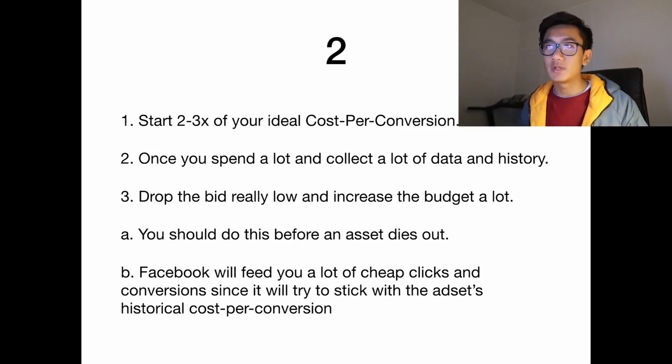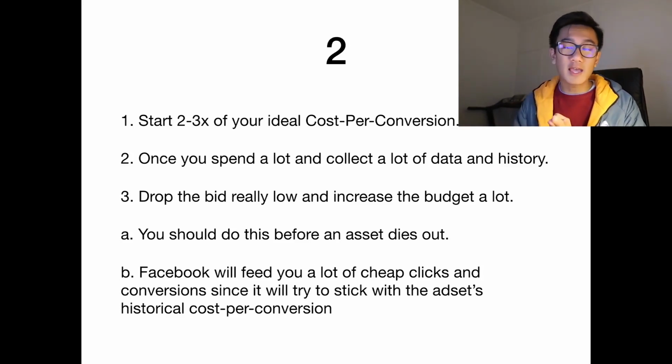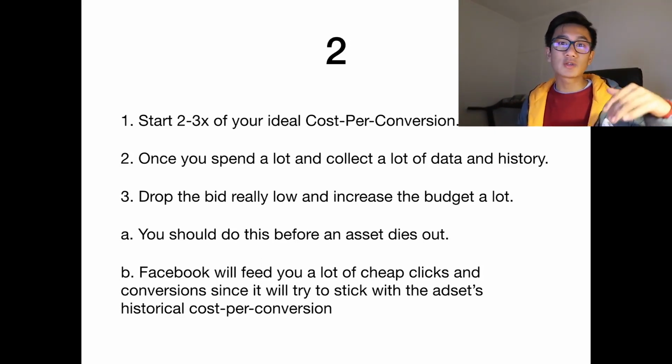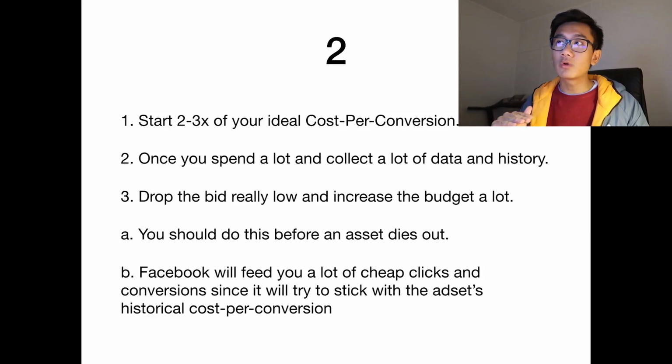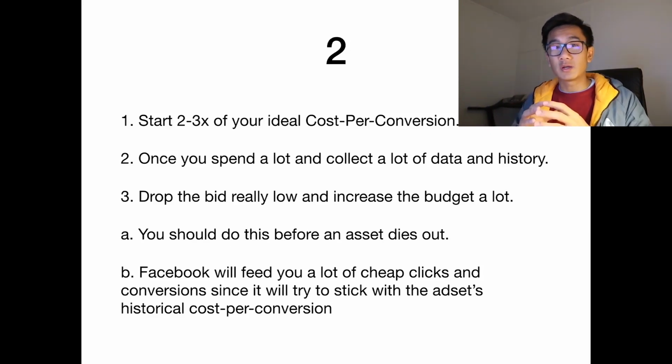Strategy number 2, you start with 2 to 3x your ideal cost per conversion, but instead of staying there, this time once you spend a lot and collect a lot of data, so this is strategy 1 but near the end, once it slows down, you want to drop the bid real low, but increase the budget way up.